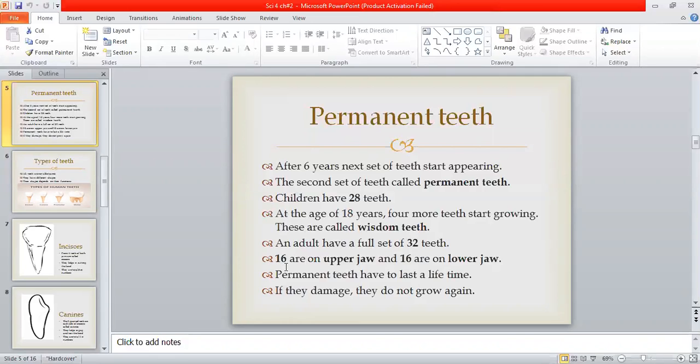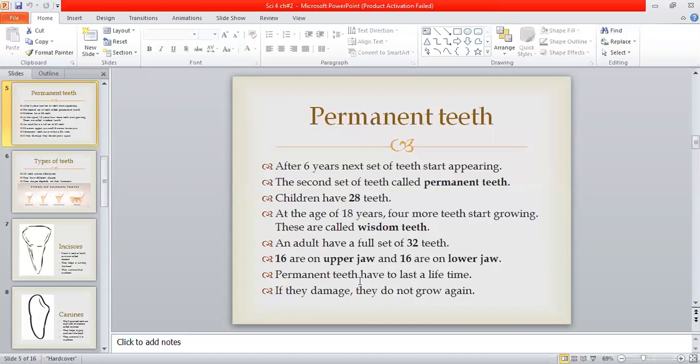16 teeth go in the upper jaw and 16 in the lower jaw. That is how the 32 teeth are divided. Again, I'm saying this: on the upper jaw, 16 teeth are there. On the lower jaw, 16 teeth are there. 16 and 16 combined make 32 teeth.